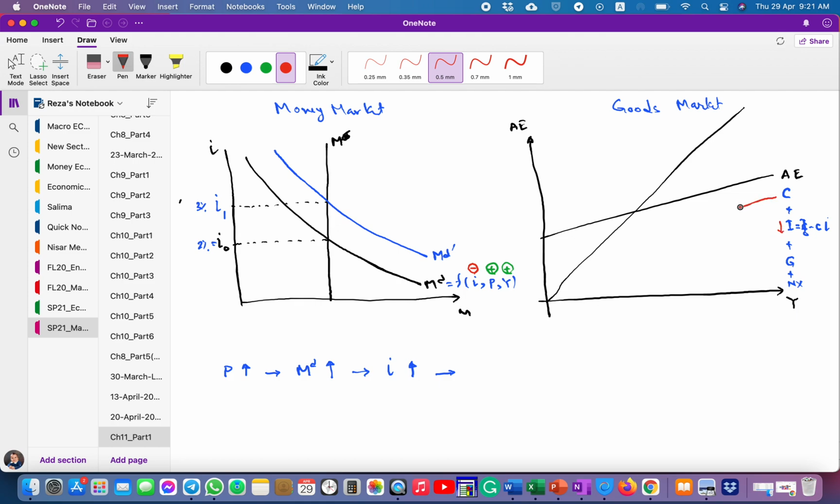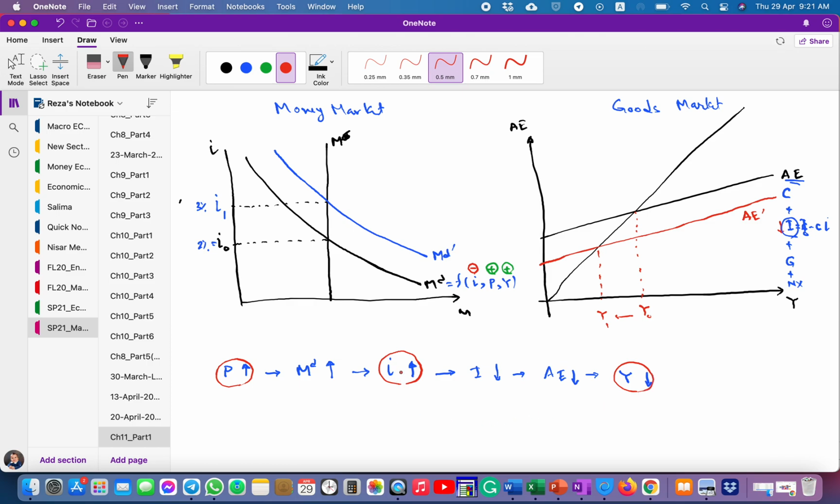And as a result, the entire aggregate expenditure shifts to aggregate expenditure prime. So the output, if it was Y0, is going to come to Y1. As a result, investment is going to go down, and this is one component of the entire aggregate expenditure. So aggregate expenditure will shift down, and the Y is going to go down. So we have three variables which are in a nexus: price, interest, and output. We have two ways of drawing.